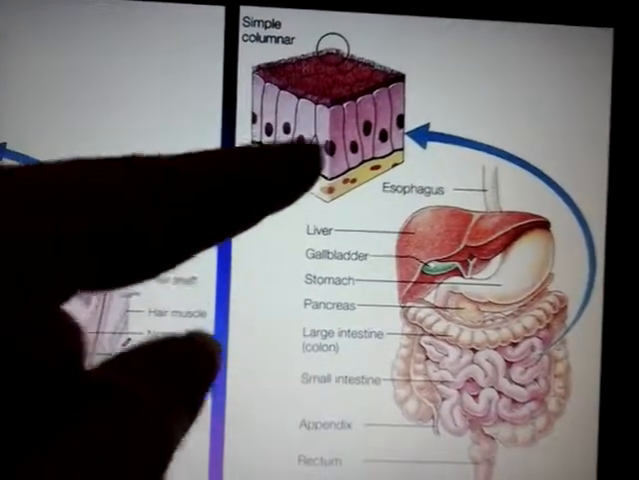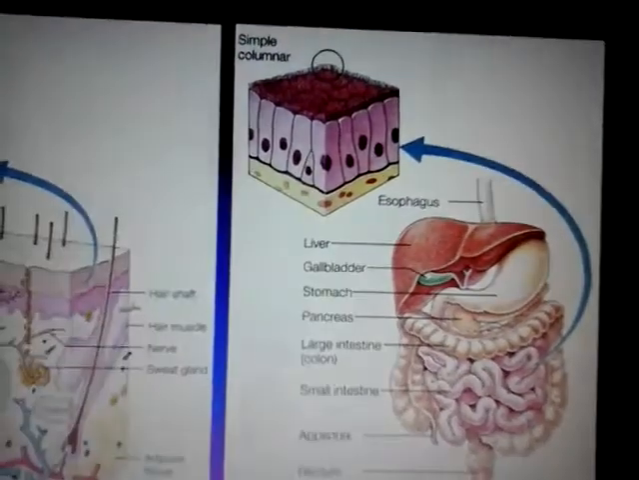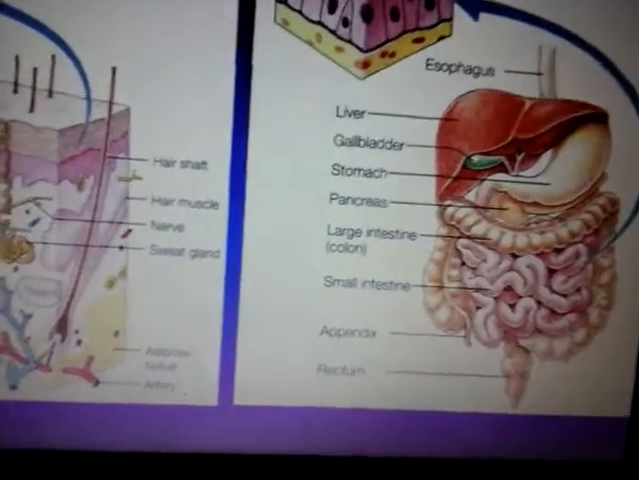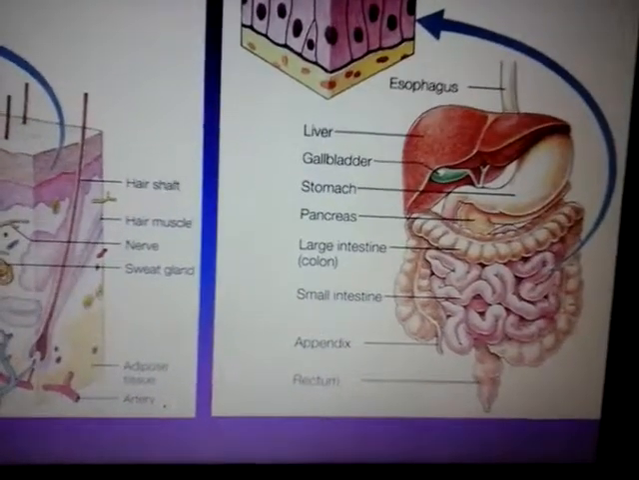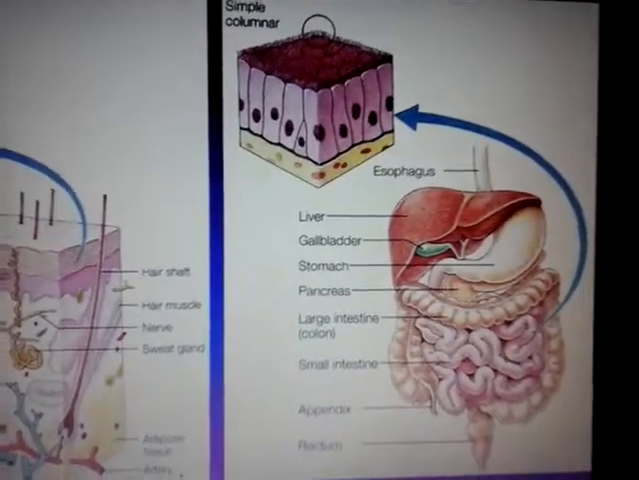So this would be the membrane, that dark line there would be the basal lamina, and then that would be the organ underneath. So if you look on page 8 in the coloring book, it shows you the simple columnar tissue, and you can see that it's what lines your digestive system.